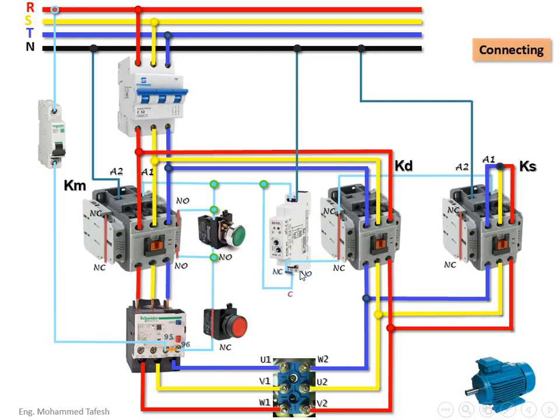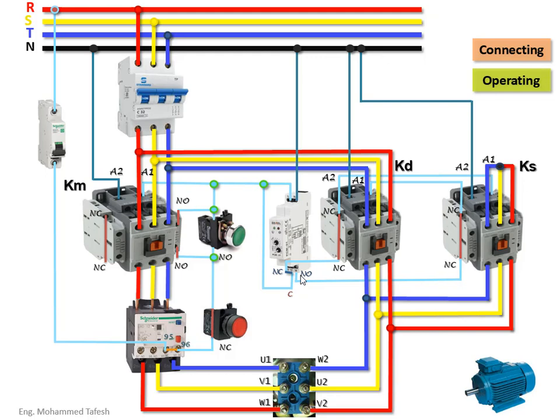From point 14 of the timer, we take a path to the closed contact points of the star contactor. Then through the delta contactor coil A1 and exit from A2 to the neutral line. Thus, the control circuit has been connected correctly. If the circuit is running, we will look together step by step to see what will happen.